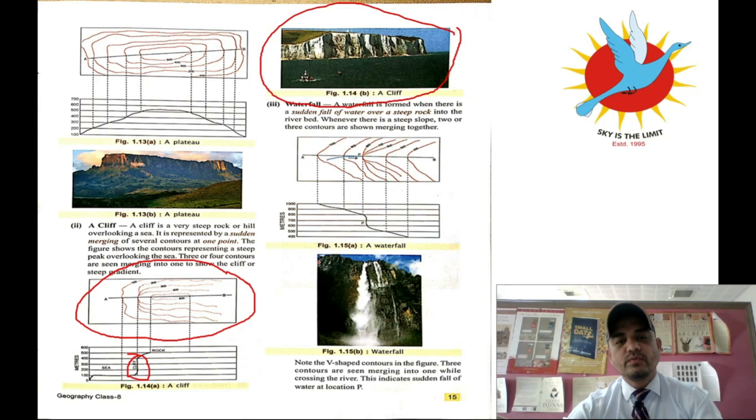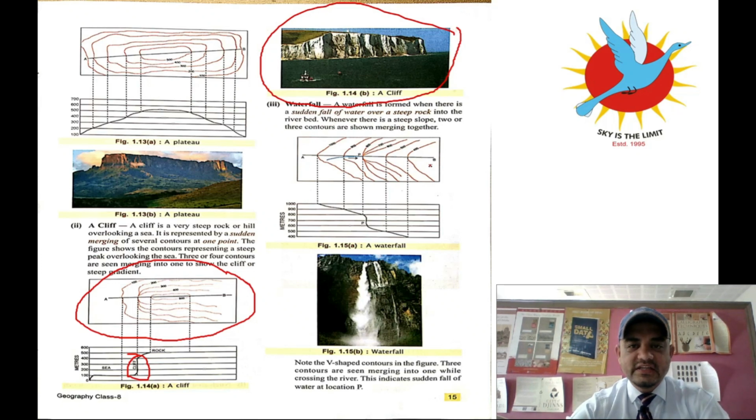Okay, now the next one is the waterfall. When we go toward the waterfall, it is an elevated part above the sea level, from where the water is falling from a great height. A waterfall is formed when there is a sudden fall of water over a steep slope. A waterfall is almost always created in areas where the slopes are steep. You can't create one over gentle areas. A waterfall is always created on steep floors, never on gentle areas.